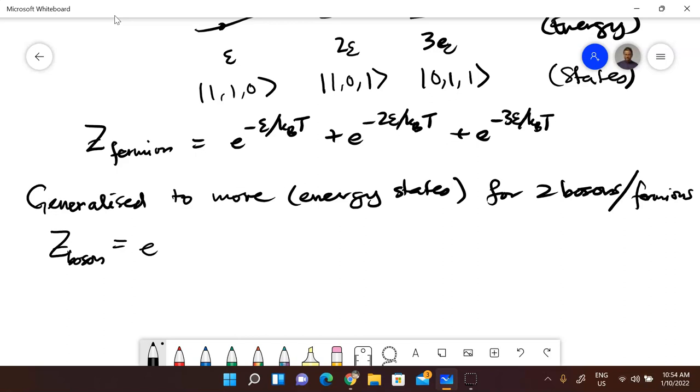So let's consider the first energy state is epsilon 1. That gives you e^(-2ε1/kBT), meaning the two bosons are in the epsilon 1 energy level, and then e^(-2ε2/kBT), a different energy level, again doubly occupied, plus e^(-2ε3/kBT), and then you can go on until whatever energy levels are available to the bosons.